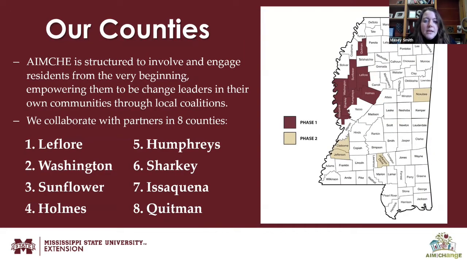So as you can see in the state map, most of the counties are actually pretty clustered together. Those are primarily Delta counties, and we've got a few outliers. So the ones in maroon and the ones that we're currently in are Sharkey, Washington, Issaquena, Sunflower, Humphreys, Holmes, Leflore, and Quitman. We've recently expanded into Noxubee County, which is another outlier. And we have a few, Claiborne, Jefferson, and Jeff Davis, that we have not begun expanding into.